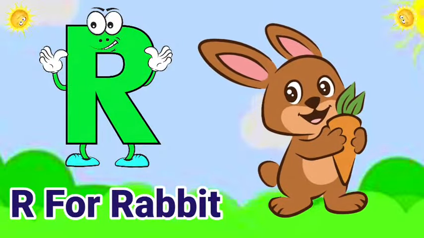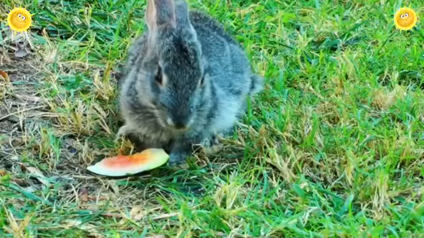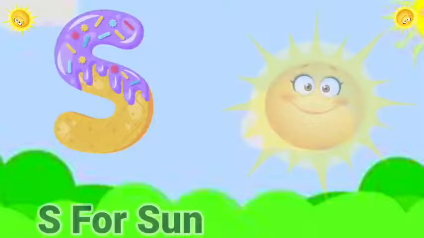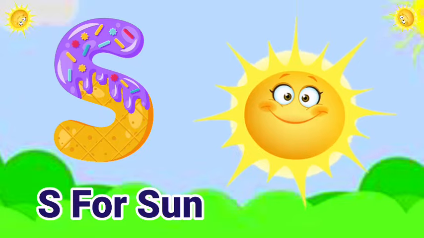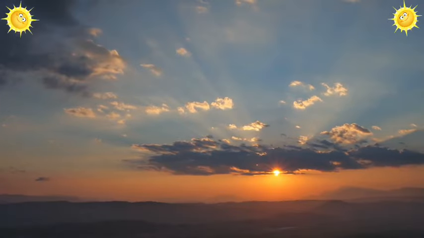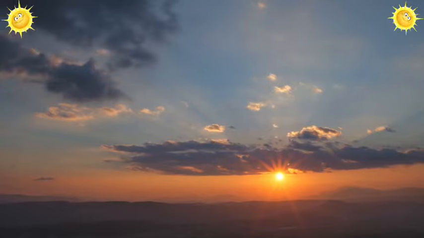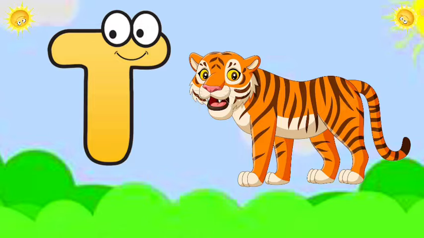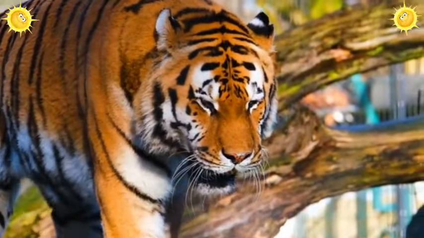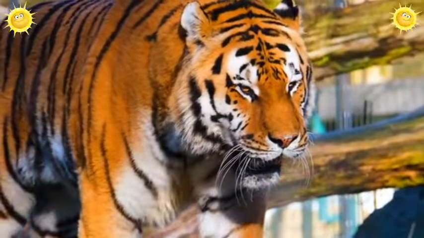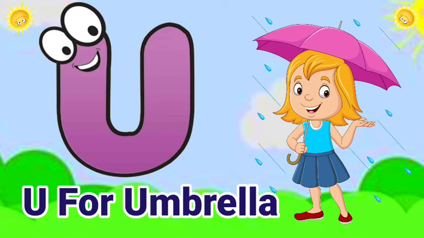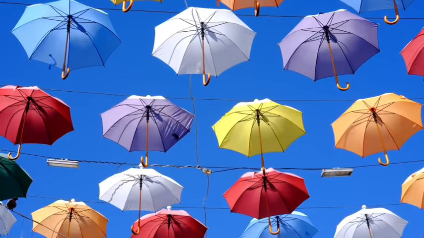R for rabbit. Rabbit means khargosh. S for sun. Sun means suraj. T for tiger. Tiger means cheetah. U for umbrella. Umbrella means chata.